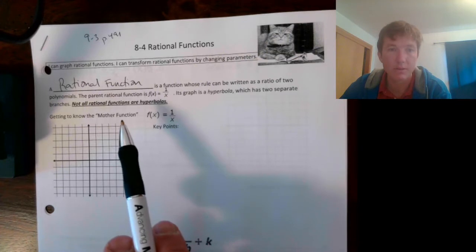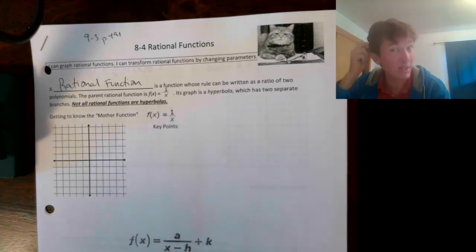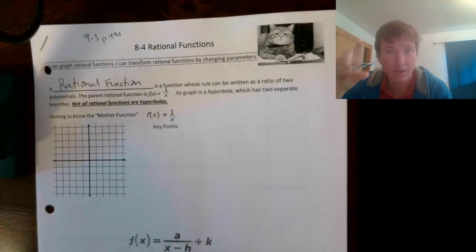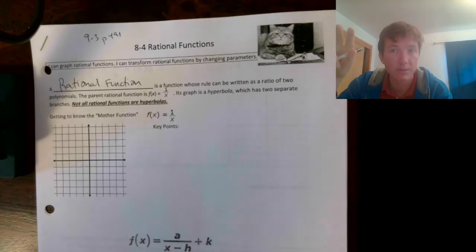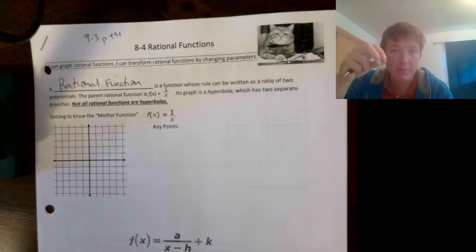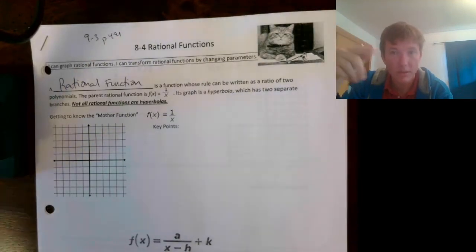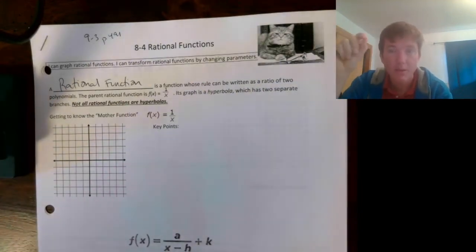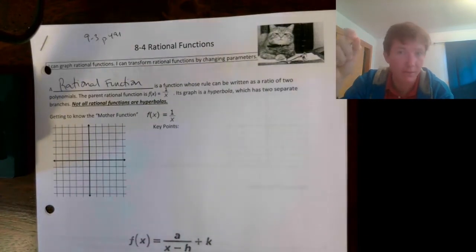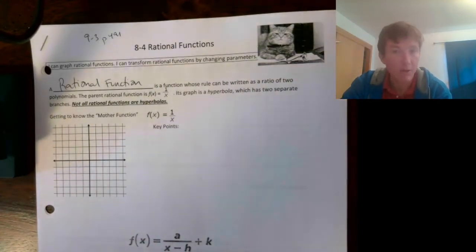Not all rational functions are hyperbolas. This would happen when you have those holes. Remember when we had like x plus 5 over x plus 5? They canceled each other out, and then x can't equal negative 5. You have a hole in that graph right there. That would be x plus 5 over x plus 5 is actually just 1, so that would be a constant graph, but you'd have a hole in the graph at x equals negative 5. It's not a hyperbola in that case.